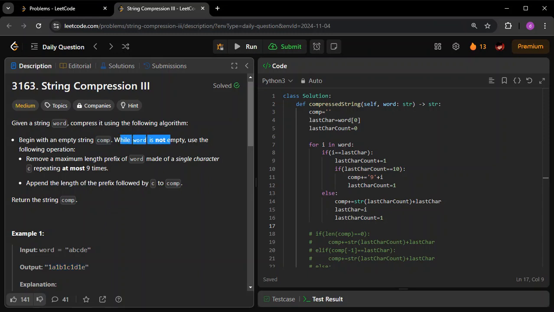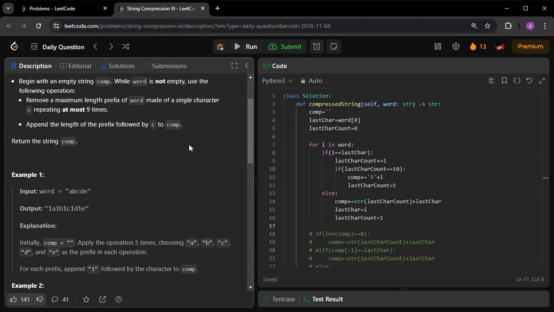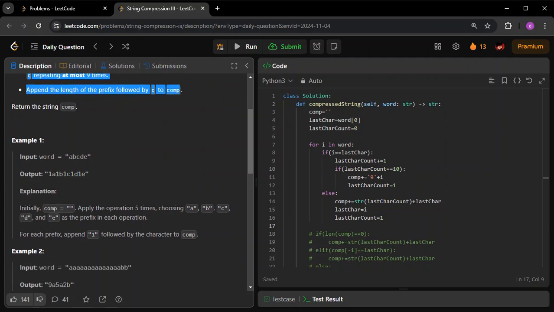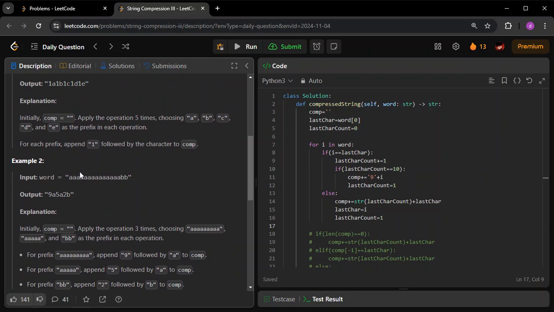While word is not empty, use the following operations. Remove a maximum length prefix of word made of a single character C, repeating at most 9 times. Append the length of the prefix followed by C. I guess in the first attempt this will look a bit complicated, the way they've explained it with the technical terms they are using, like the prefix and the repeating at most, all those things. See the simple example. See the second example first.